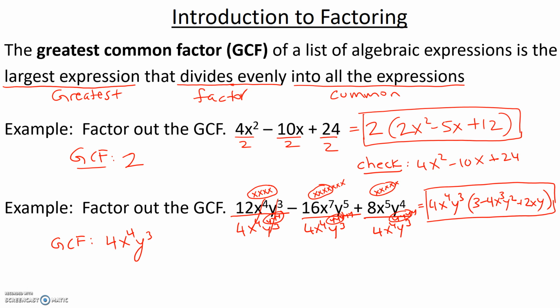To check if this is correct, we can distribute the 4x to the fourth y cubed to the parentheses, and we should get back our original expression. Now, it might be kind of confusing because we're looking for the greatest common factor, yet with the x's we're looking for the lowest power. And that's because if we picked a power higher than 4, x to the fifth would not divide into x to the fourth. So even though it is the greatest common factor, with exponents we're limited by the lowest power, like with x to the fourth and y to the third.